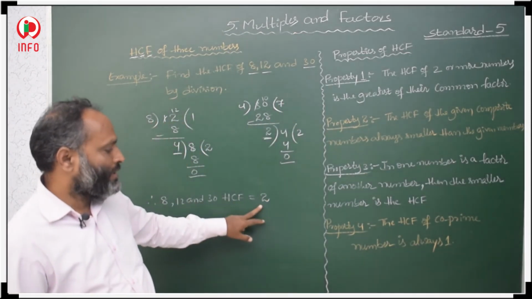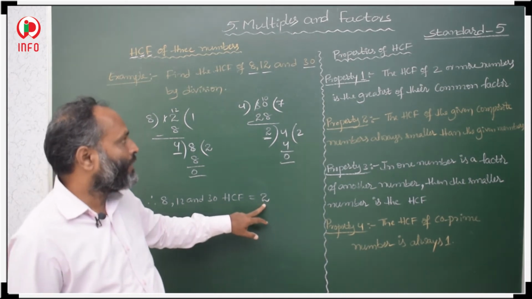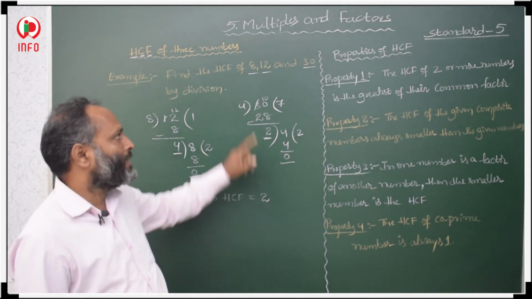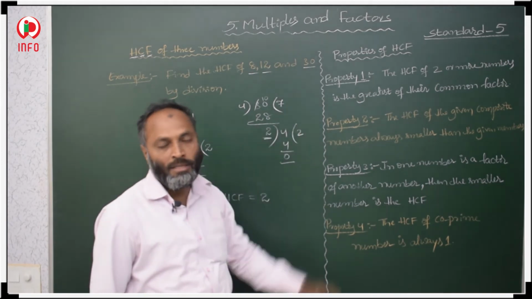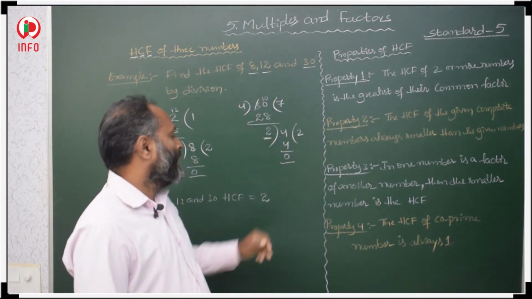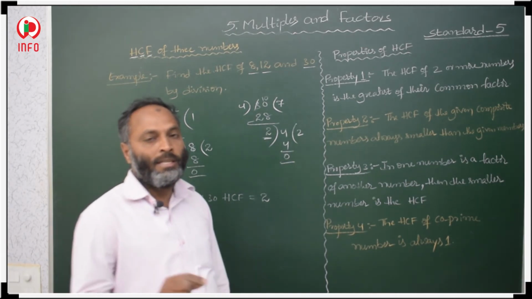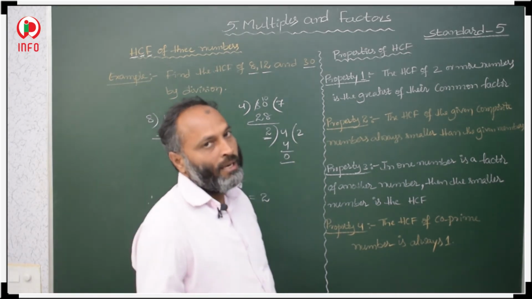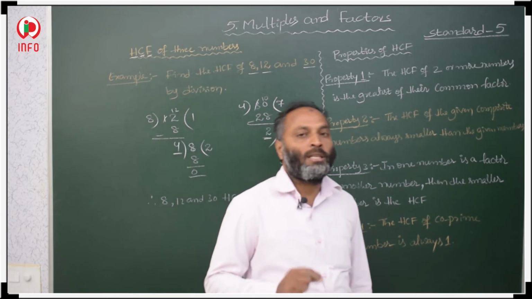Whatever the HCF is, the HCF of composite numbers is always less than these 3 numbers. Always less than these 3 numbers. The HCF of 8, 12 and 30 is 2. So HCF is always less than the given composite numbers.